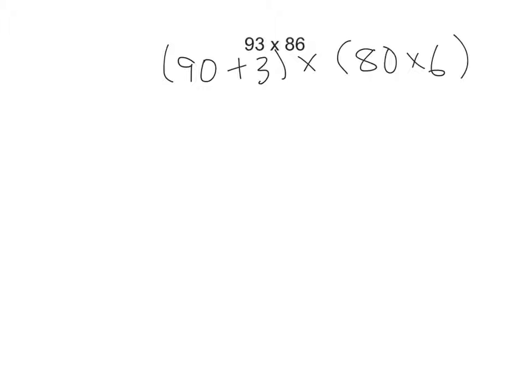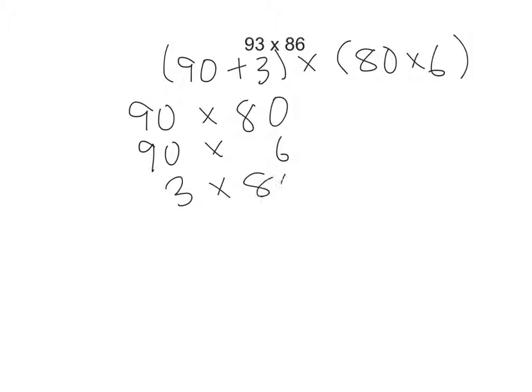What I like to do is I always like to make sure that when I'm multiplying, that I'm multiplying the same from the same team or from the same number, 90 times 80, then I like to multiply 90 times 6. So what I'll do is I'll write those in first. 90 times 80, and then 90 times 6. Then I'll go to my next place value, 3 times 80, 3 times 6, and I'll make sure I write that down. 3 times 80, 3 times 6.